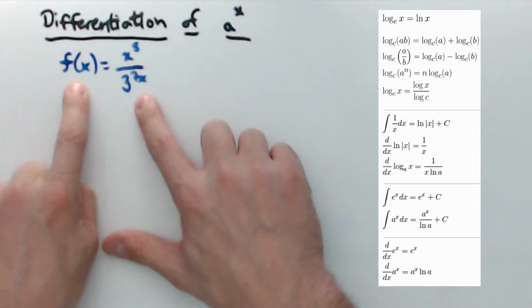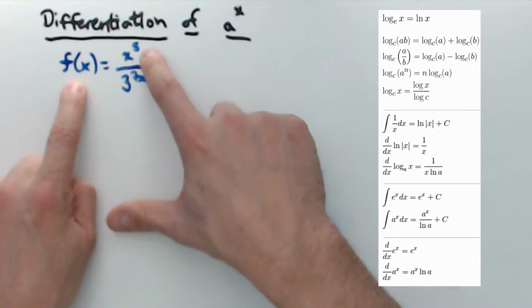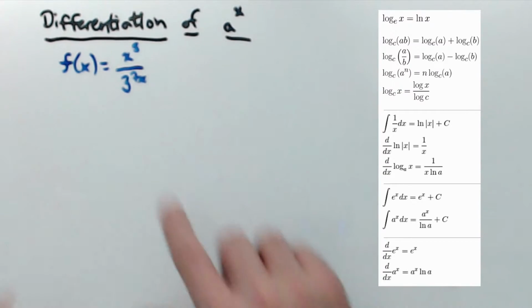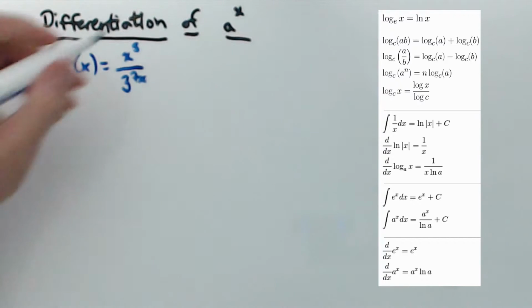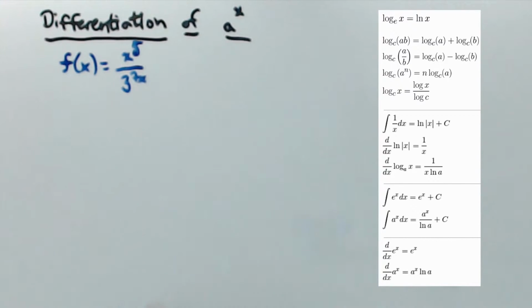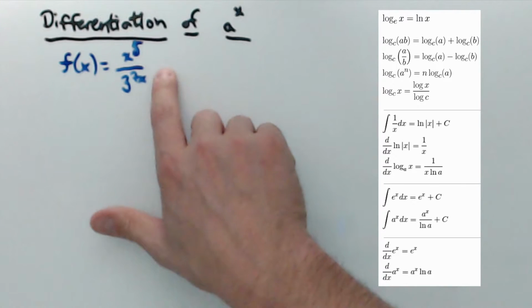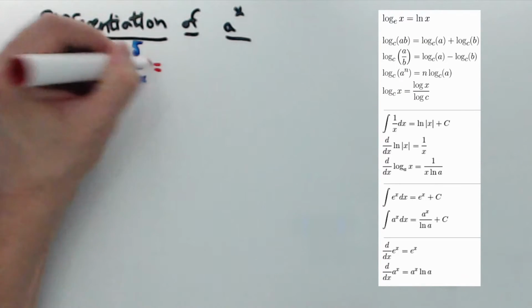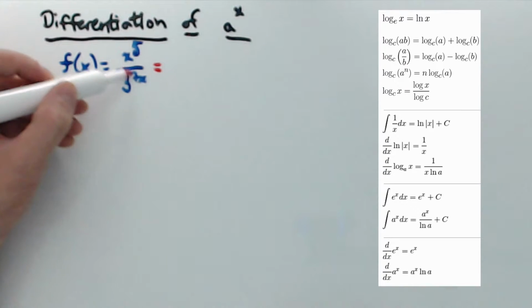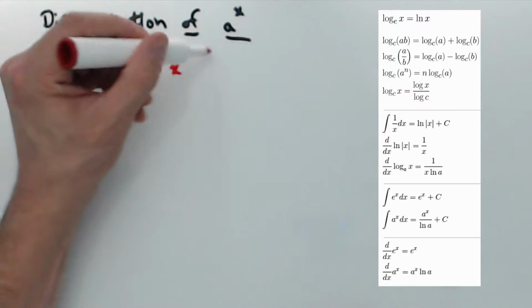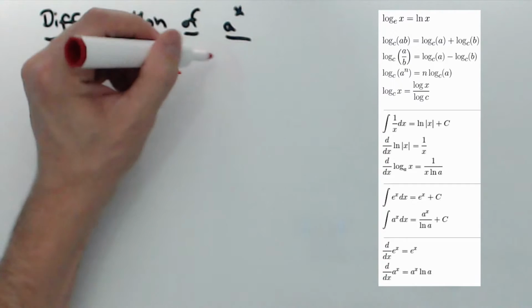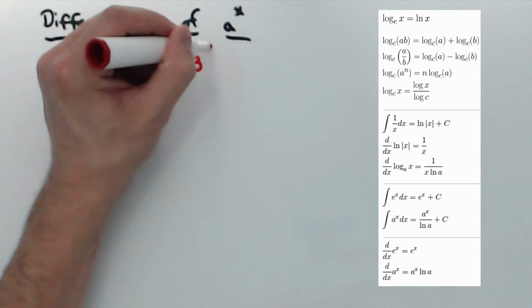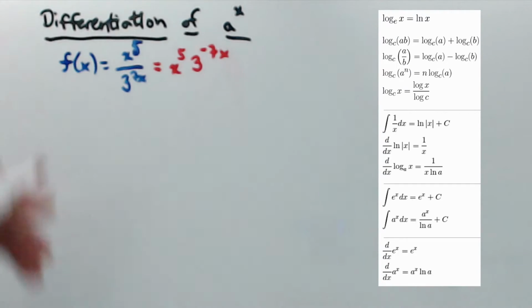I'm going to want to find the derivative of f of x for this problem, x to the fifth divided by 3 to the 7x. The first thing I'm going to do is rewrite this so I'm not dividing by this exponential function here. Since it's on the denominator, I'm just going to make the power negative so it'd be up at the top now. So this 3 to the 7x is just going to be 3 to the negative 7x power.